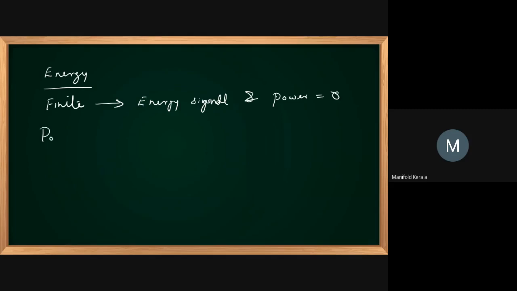If power is finite, then it is called a power signal. Okay, then it is called a power signal. And for a power signal, what will be the energy? Can someone say for a power signal, what will be the energy? Energy will be infinity. For a power signal, energy will always be infinity.